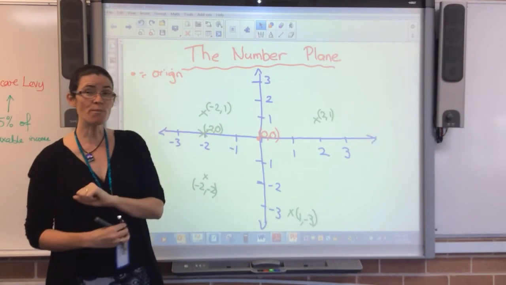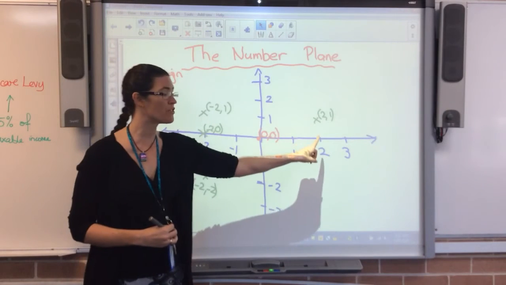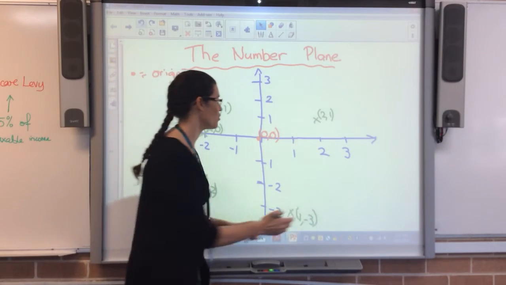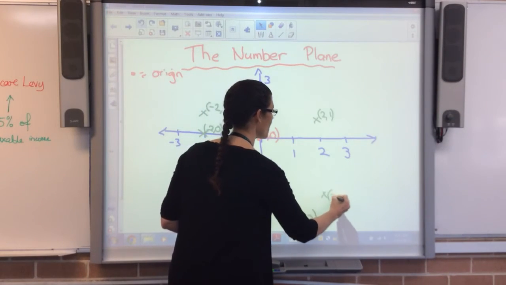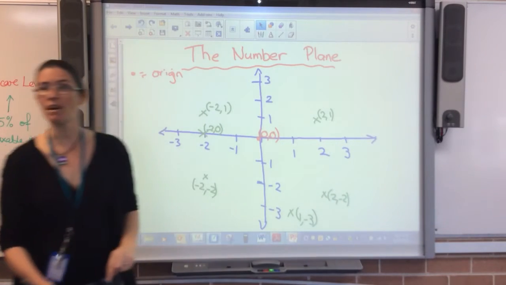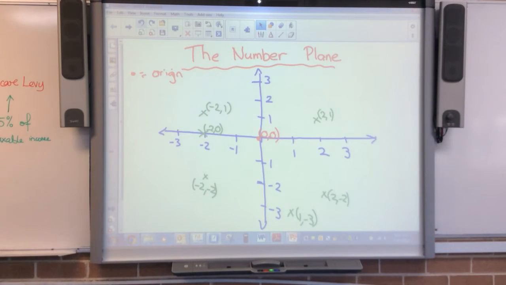Okay, so 2, -2 means 2 across and then down 2. So you should have a point here. How do we go with that one? Did everyone get that one right? Excellent.